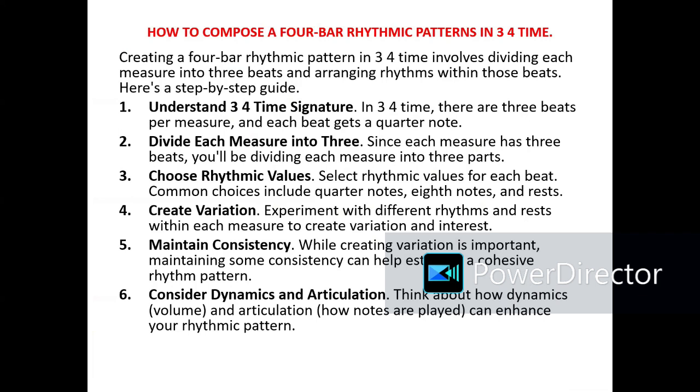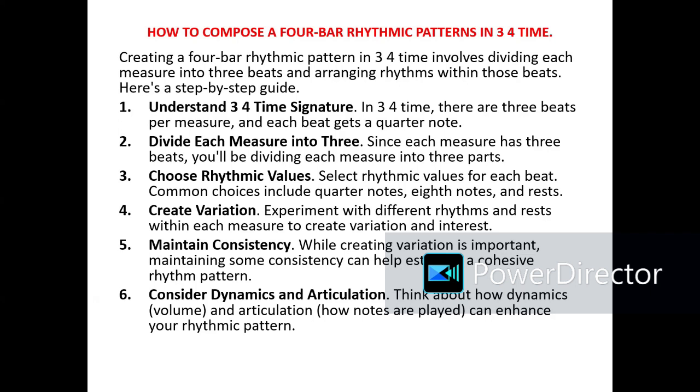Creating a 4-bar rhythmic pattern in 3/4 time involves dividing each measure into 3 beats and arranging rhythms within those beats. Here's a step-by-step guide. 1. Understand the 3/4 time signature. In 3/4 time, there are 3 beats per measure, and each beat gets a quarter note. 2. Divide each measure into 3. Since each measure has 3 beats, you'll be dividing each measure into 3 parts.